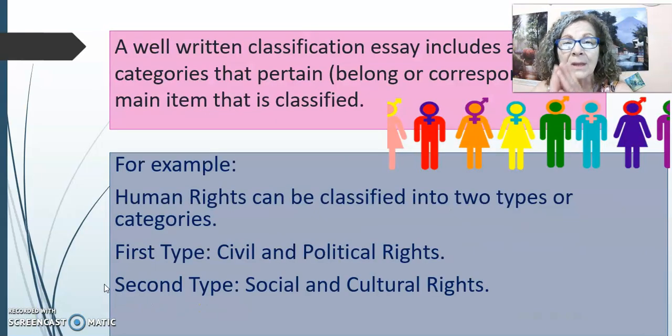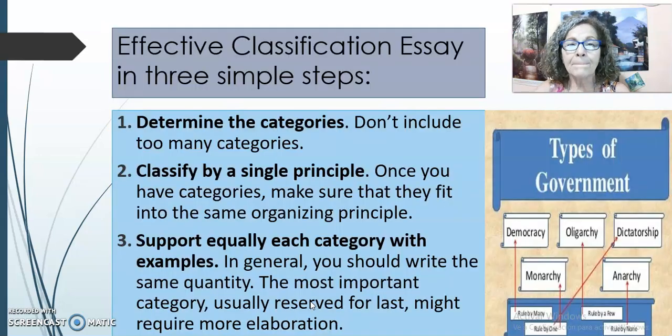A well-written classification essay includes all the categories that pertain, belong, or correspond to the main item that is classified. For example, if you want to classify human rights, you can say human rights can be classified into 2 types of categories. First type, civil and political rights. Second type, social and cultural rights.